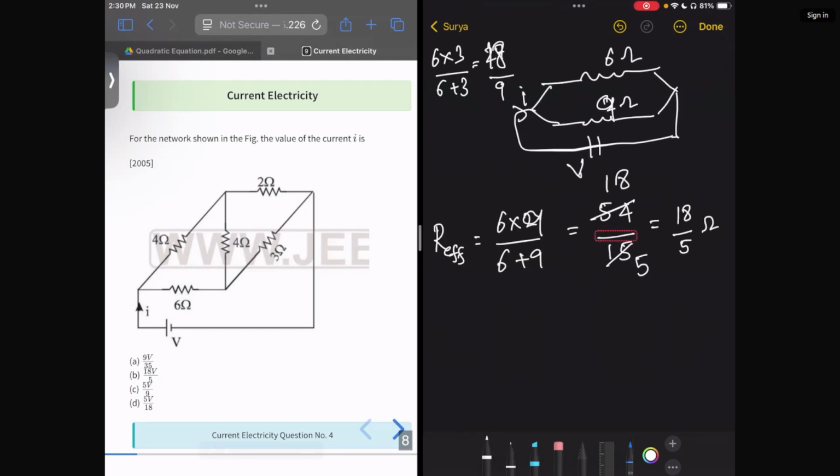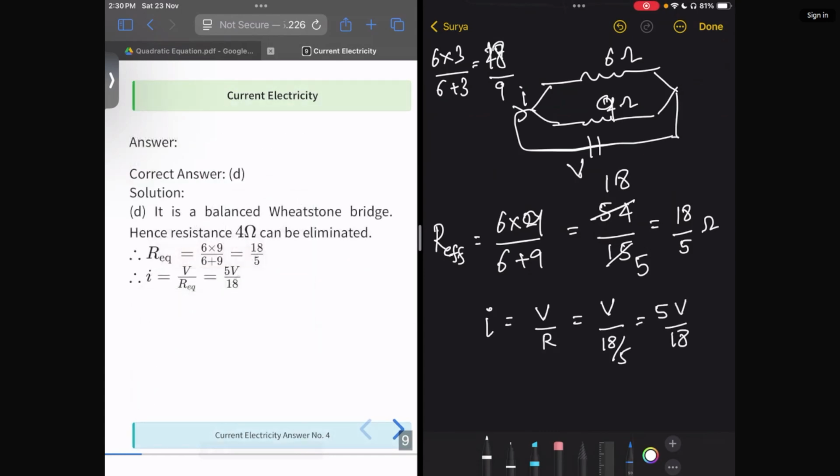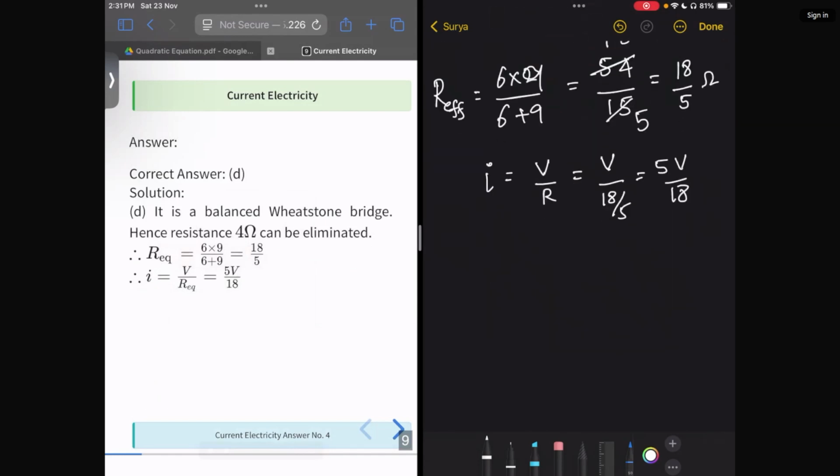So now what is the current I equal to? V by R. So V divided by 18 by 5 will be 5V by 18. Option D is the right answer. Current will be 5V by 18.